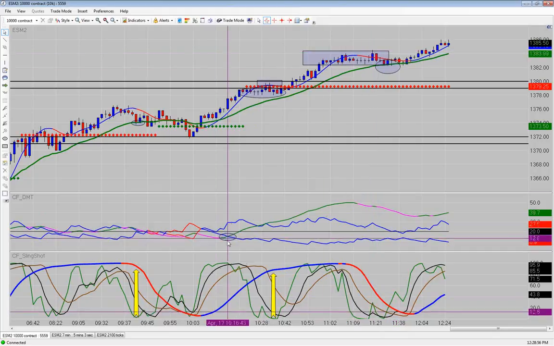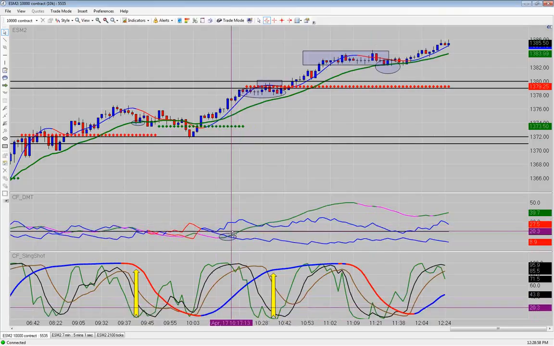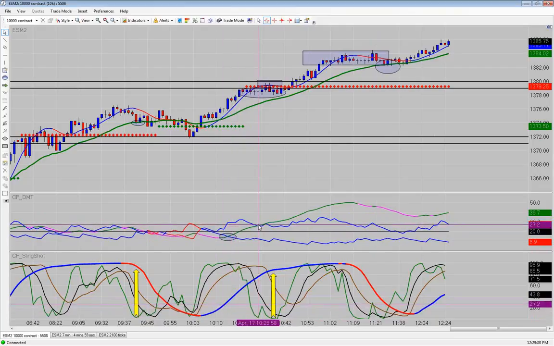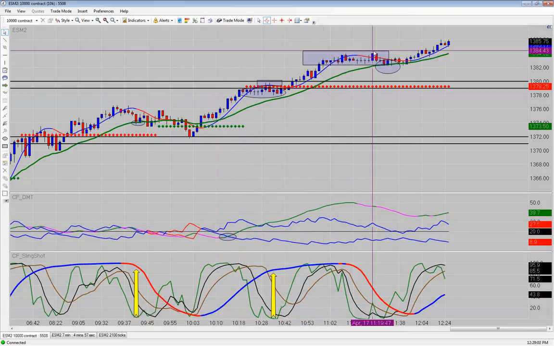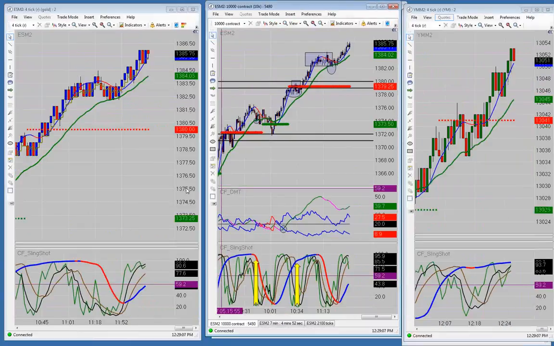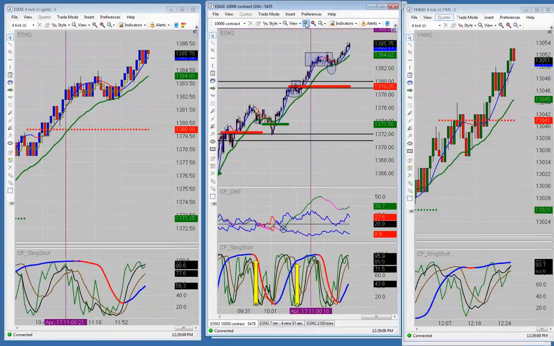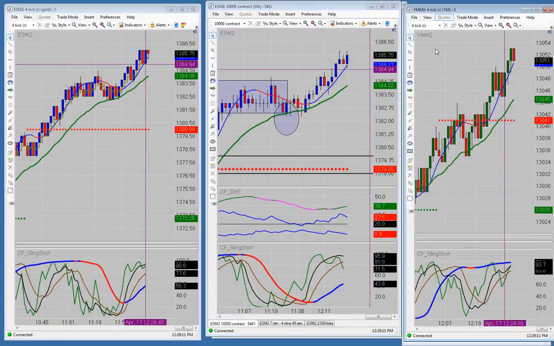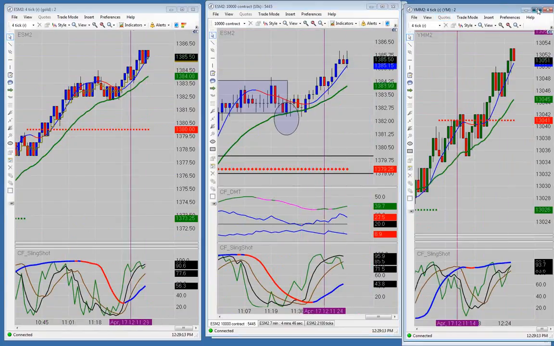Okay, so the DMT pierced a blue envelope suggesting upward movement with a green trend strength line suggesting we had a strong trend in that direction, and up it went. All right, that is what we had there on the 10,000 contract. Let's move over to the YM here.